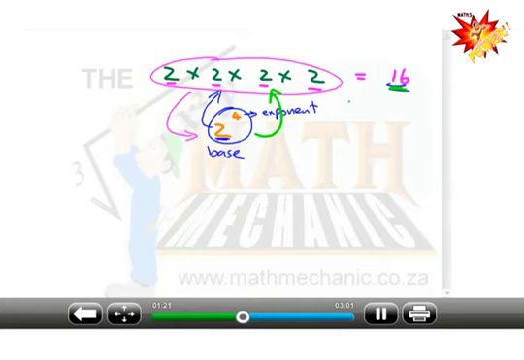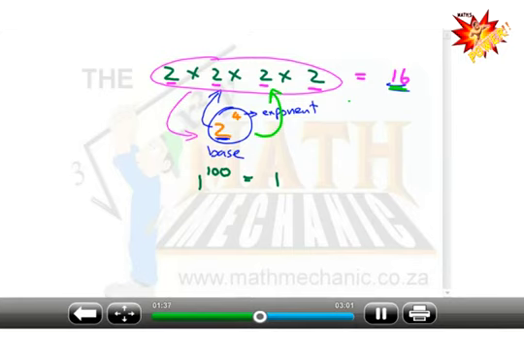Now there are also a couple of things that you need to know. For instance, if you take 1 to the power of 100, it still remains just 1, because 1 times 1 times 1 times 1 times 1 will always be 1. So just bear that in mind.